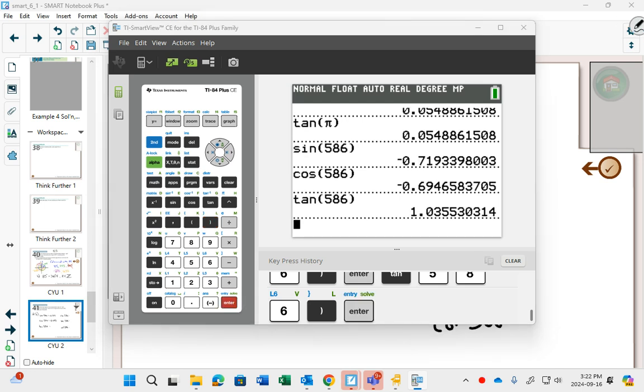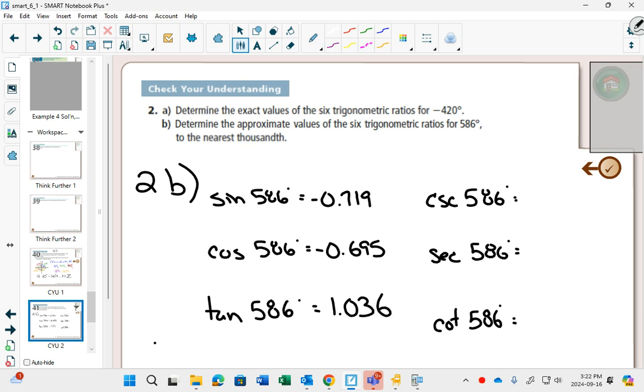1.036. All right, so a couple things right away. Just looking at those answers, I know that 586 degrees is in quadrant 3. Can you see how the answers tell you that? Yes, because tangent is positive and sine and cosine are negative. So the CAST rule tells us it's in quadrant 3. You could also subtract 360 and say it's coterminal with, what would that be, 226 degrees? So then you'd say, oh, that's in quadrant 3 that way as well.